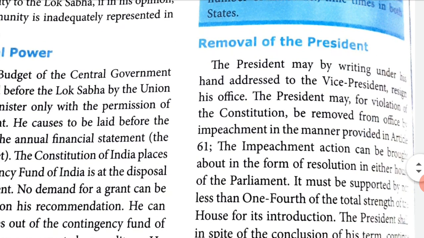Now, removal of the President. Who can remove the President? The President may, by writing under his hand addressed to the Vice President, resign his office. So one reason is that he himself writes his resignation. Another is that if he violates the Constitution, if he goes against the Constitution, he will be removed from office by impeachment in the manner provided in Article 61. So he will be removed from the presidentship by Article 61.